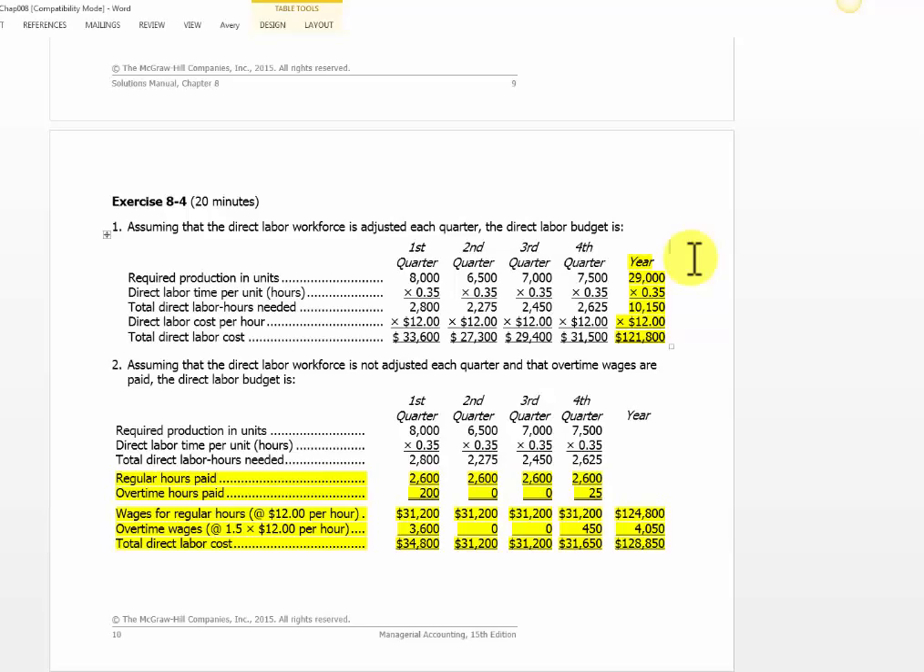Each unit takes 0.35 hours per unit to produce. That's 0.35 direct labor hours. That's what you see inserted in the second line.